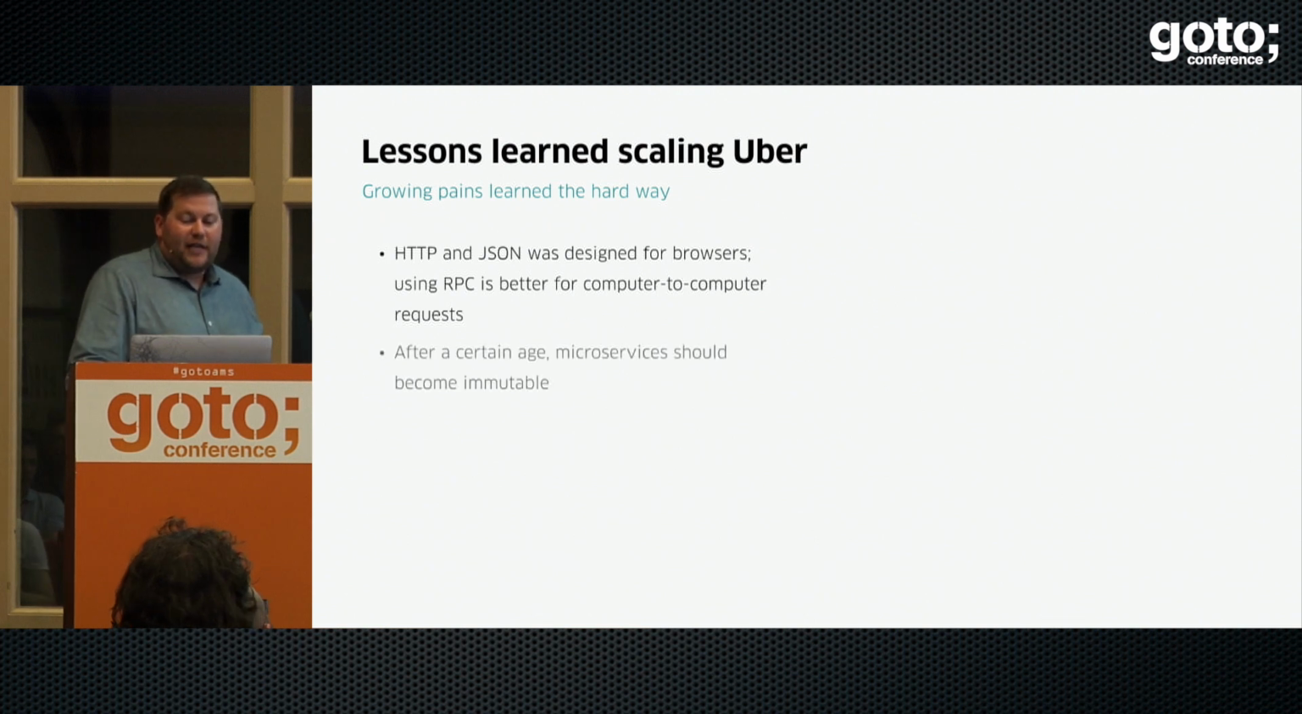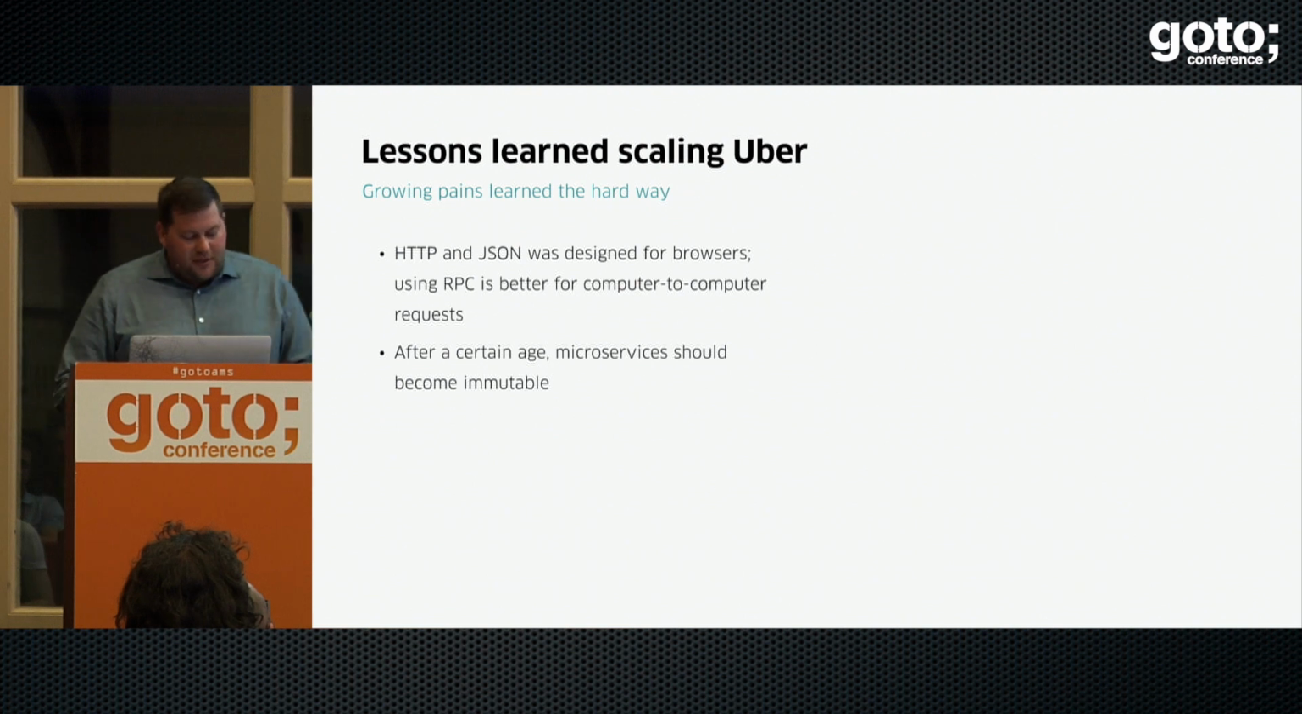And so, again, just to recap some of the lessons that we learned, HTTP and JSON was designed for browsers. Using RPC with T-channel and Thrift is much better for computer-to-computer requests. When you're just microservices communicating between each other, it's much more efficient to talk via binary wire protocol.